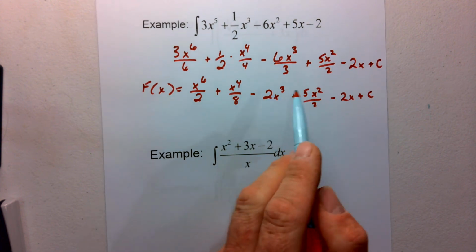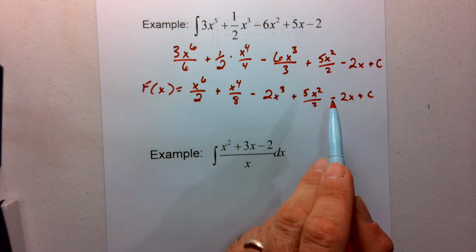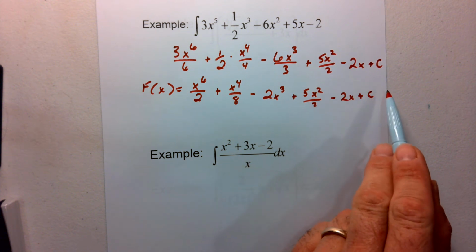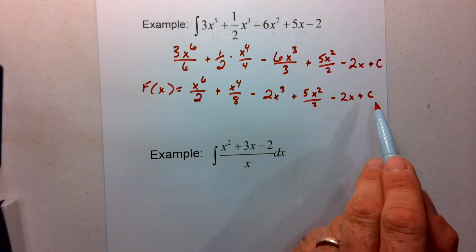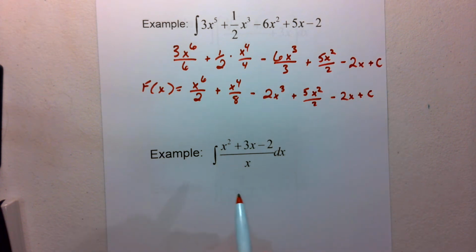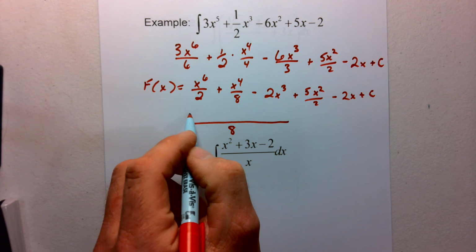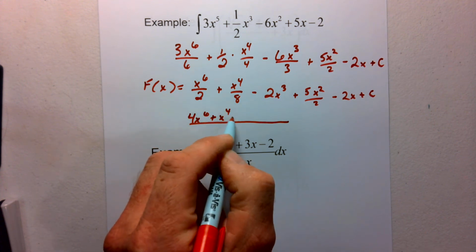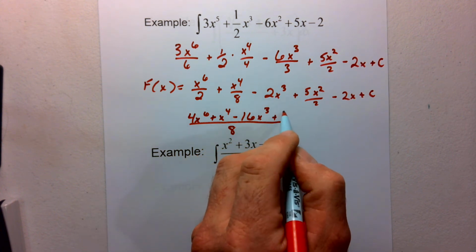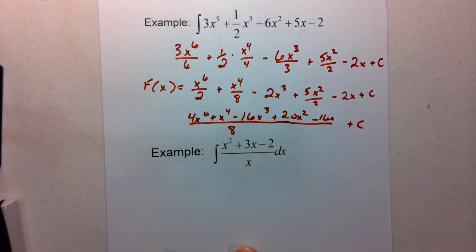Now, the question is, do we have to find a common denominator with this? You can. I'm not going to require us to do that, but we could find a common denominator there as well. We would leave the c out by itself 99.9% of the time. We normally do not deal with that c when we find a common denominator. So if you wanted to find the common denominator, that would be 8. So we would have 4x to the sixth plus x to the fourth minus 16x to the third plus 20x squared minus 16x, and then we put the plus c at the end.